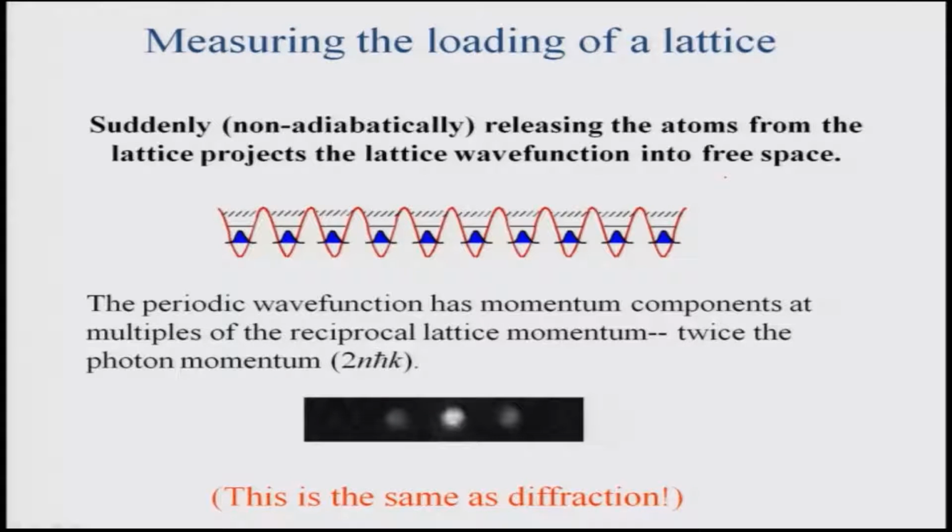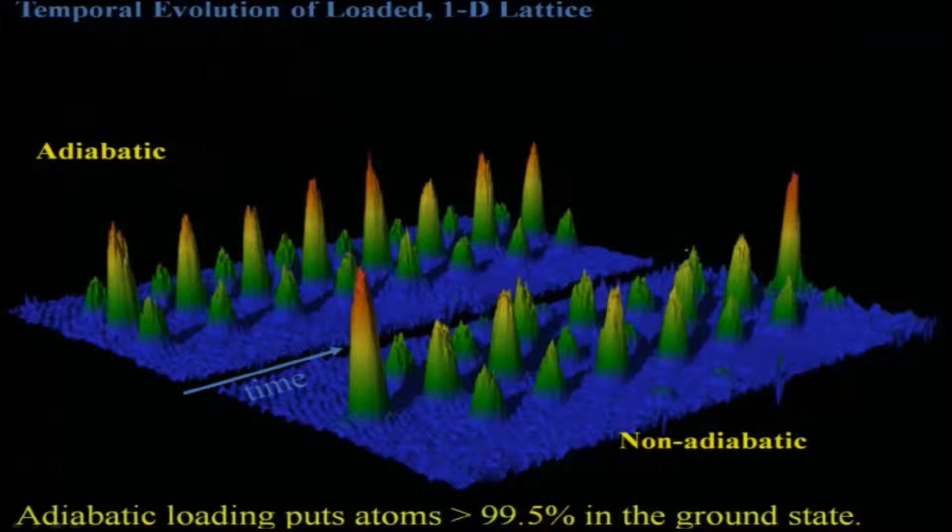The periodic wave function has momentum components at multiples of the reciprocal lattice momentum, which is twice the photon momentum, and this is the same as diffraction. As a result, this can be used to measure how the system behaves, and this can help in working with the atoms as if they were in a crystal lattice.